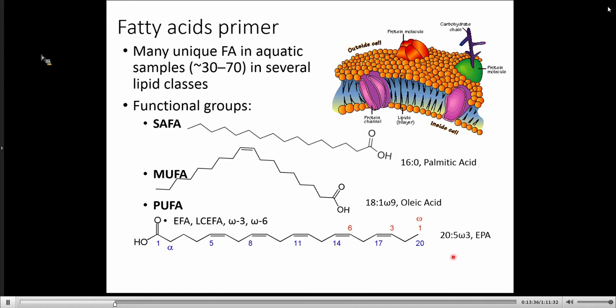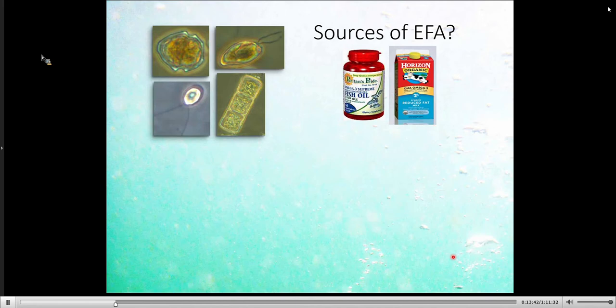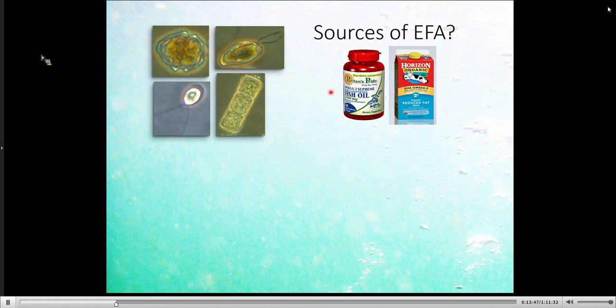So what are the sources of essential fatty acids? You and I, when we go to the store, this is marketing. We see a lot of this. I personally take fish oil as part of my diet. My doctor recommends that we do.